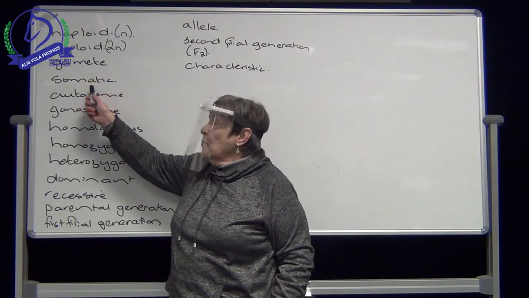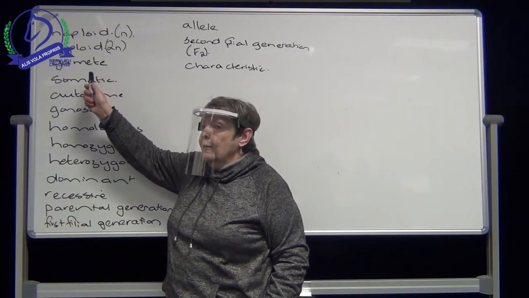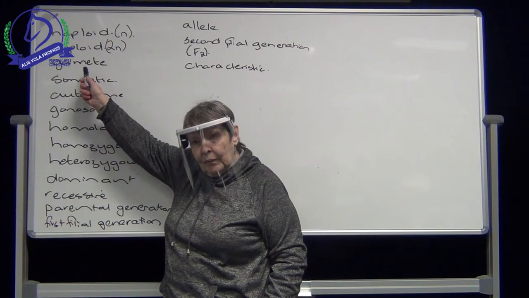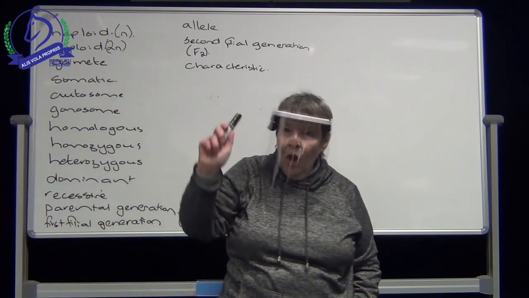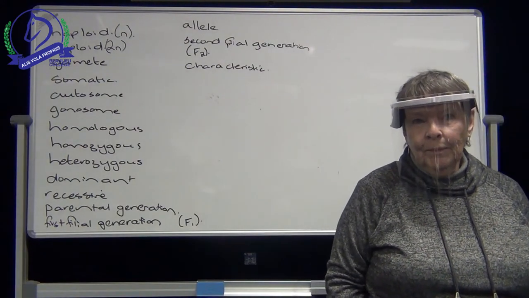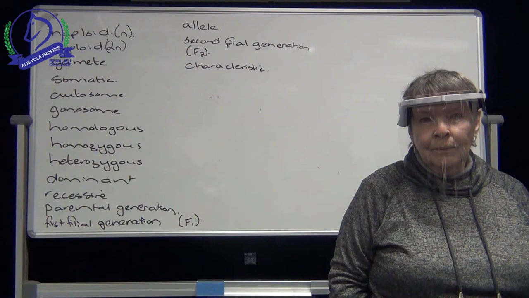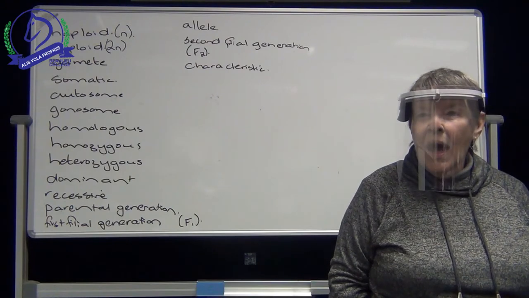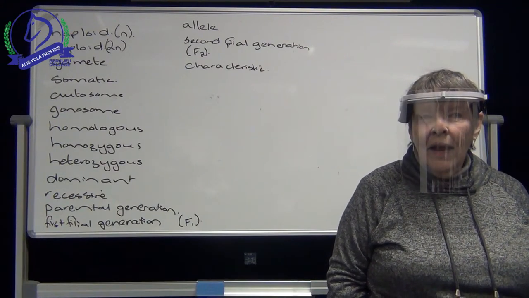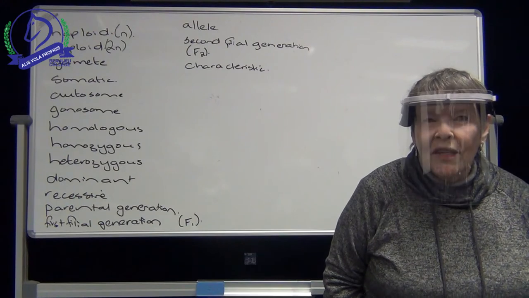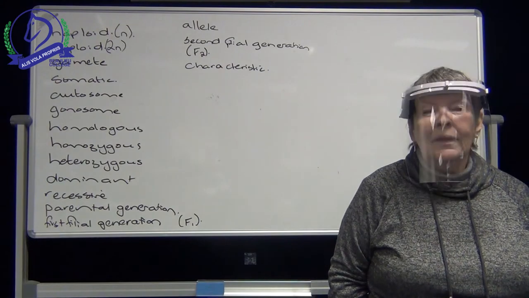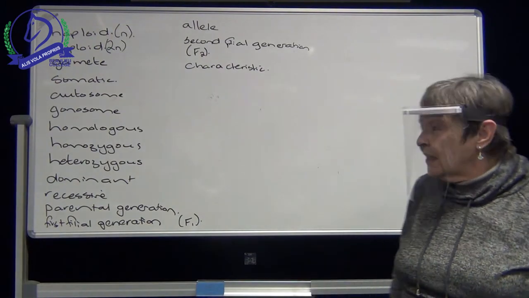So a somatic cell is opposite to a gamete. It is any body cell that is not a gamete. Okay, so give me an example of a somatic cell, Kerry. Any cell in the body that is not a gamete? Liver cell, red blood cell, white blood cell, etc.